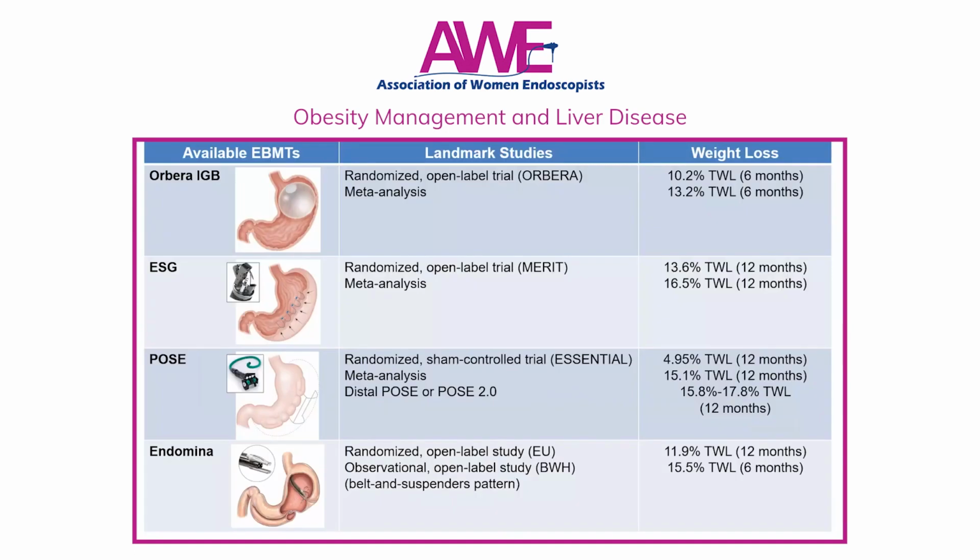When we talk about bariatric endoscopy, currently there are 4 devices and/or procedures that are approved or cleared for the treatment of obesity. These include Orbera intragastric balloon, ESG, POSE, and Endomina. As you can see in the table here, the amount of weight loss with intragastric balloon is about 10 to 12%, and the amount of weight loss for ESG, POSE, and Endomina ranges from 15 to 18% at 1 year.